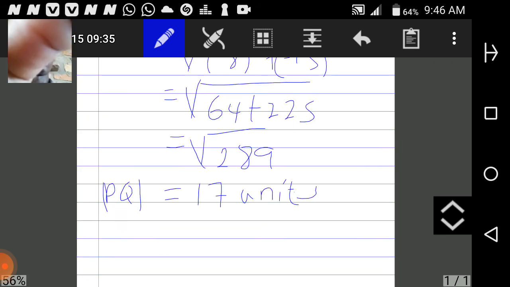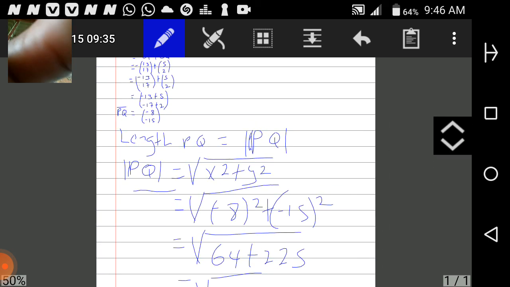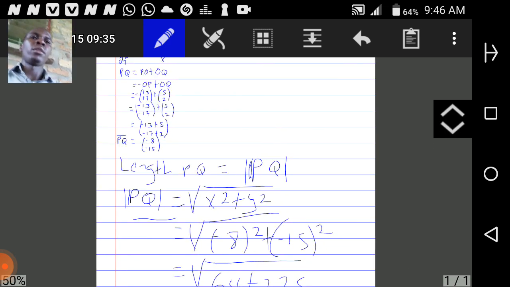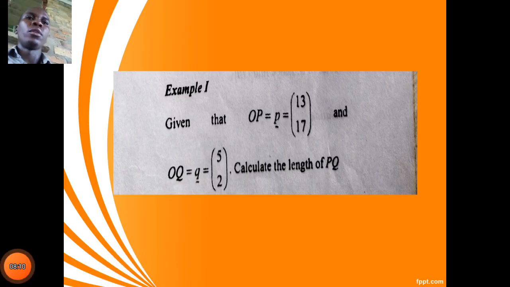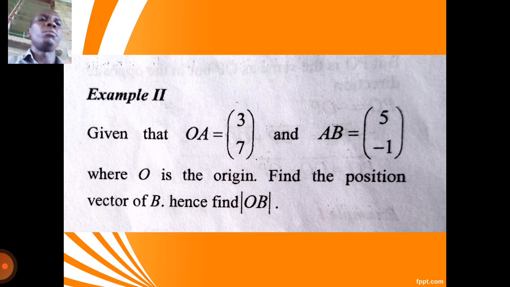Now we will look for more examples, or I can give you an exercise. Try this one as the exercise, which says that given that OA is (3, 7) and AB is (5, negative 2), where O is the origin, find the position vector of B and hence find the magnitude of OB.